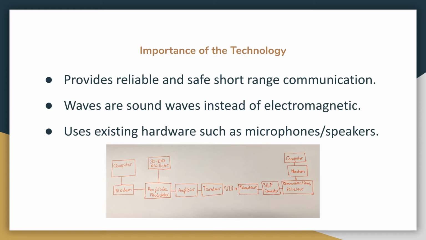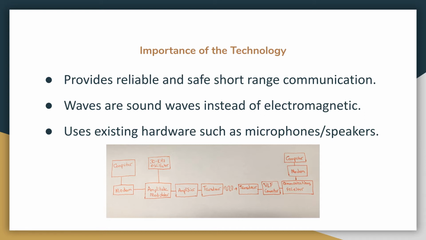So the way this block diagram works is very similar to how amplitude modulation works. A digital signal from a computer is passed through a modem and then through an amplitude modulator onto a 30 kilohertz carrier signal. This modulated data signal then is passed through an amplifier and through an ultrasonic transducer. When the signal passes through the ultrasonic transducer, the signal is converted from an electrical signal to a sound wave. And the ultrasonic transducer replaces an antenna in other communication systems.